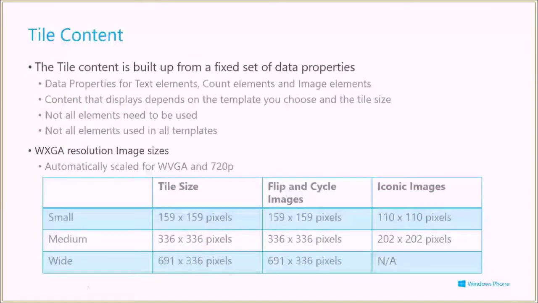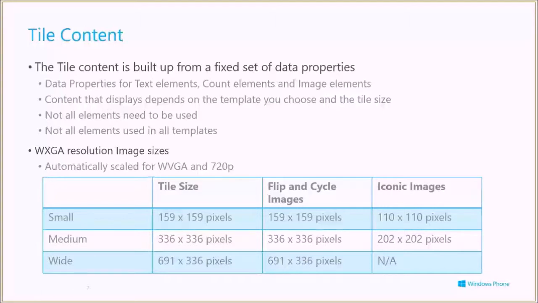For the tile content, every tile is built up from a fixed set of data properties. It can be text elements, count elements, and image elements. This is the fixed set of data properties for each tile. You can change that as a developer. The content that displays depends on the template you choose and the tile size. You don't need to update everything on the tile. Not all elements are used in all templates, so it depends on how you'd like to do it.